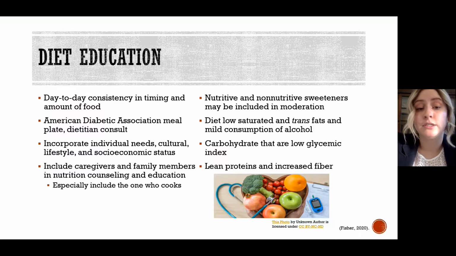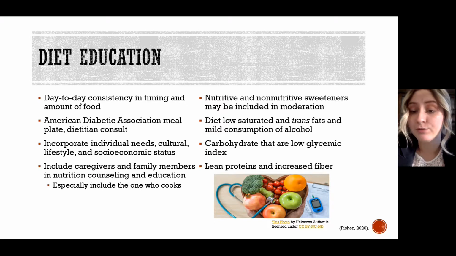Also incorporate individual needs, cultural, lifestyle, and socioeconomic status. So make sure you're asking those questions. Do you have any cultural preferences? Especially if someone has multiple diagnoses and diabetes isn't their only diagnosis. Maybe they're in end-stage renal failure and they have cancer. If they have all these things going on, they might want to keep their culture intact. So ask those questions. If they can't afford to get healthy meals, can we get Meals on Wheels for them?